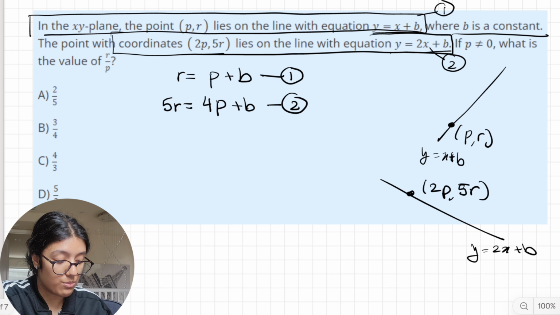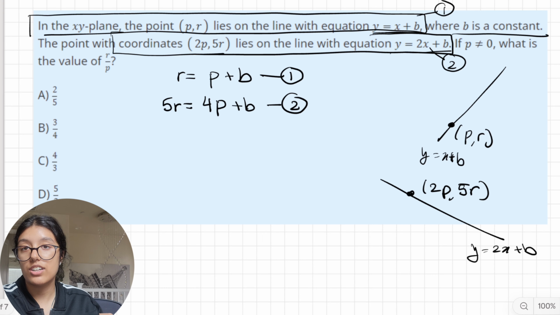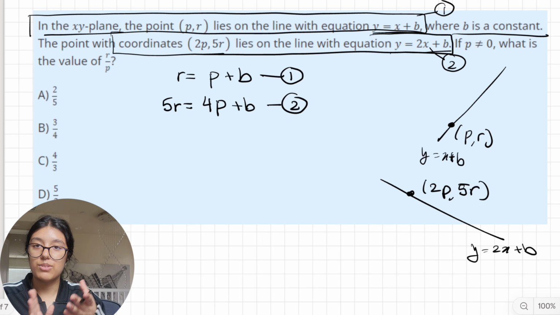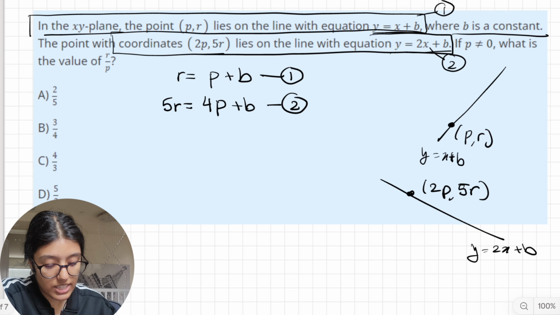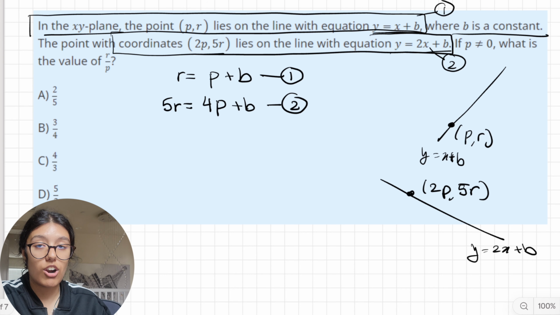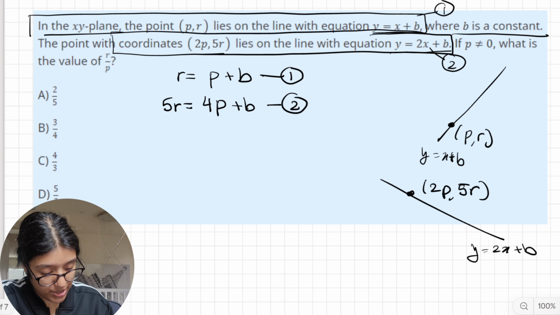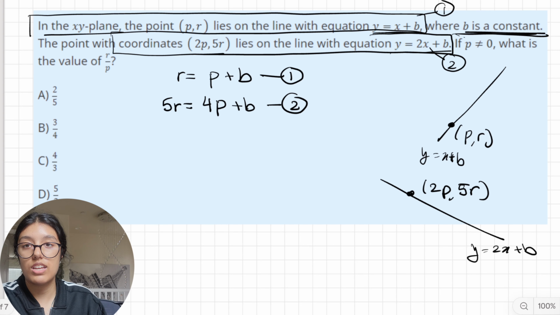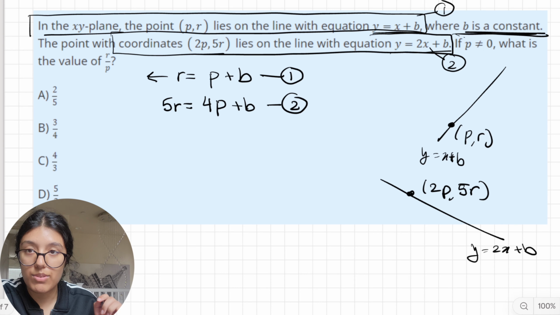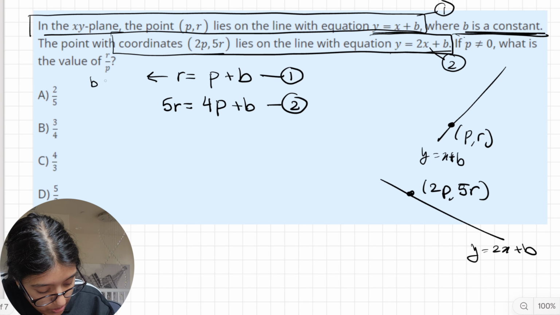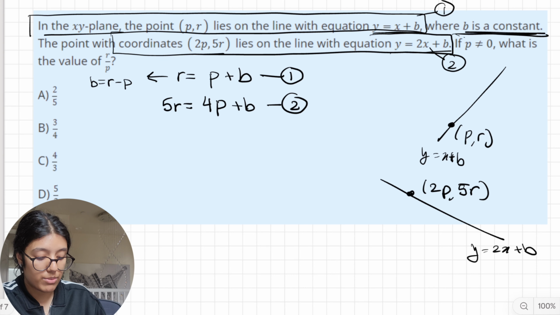So as a result, what can we do now? Instead of finding the actual values of r and p, we can simply find r over p equals something, and that something is going to be a constant. So instead of finding r and p separately, let's find r over p collectively. How do we do that? We see that b is a constant, meaning the value of b in the first equation and the value of b in the second equation are exactly the same. So we can find b from the first equation: b equals r minus p. I just subtracted p from both sides.